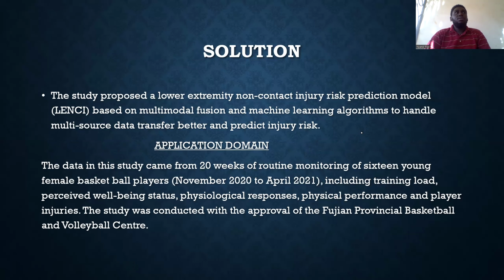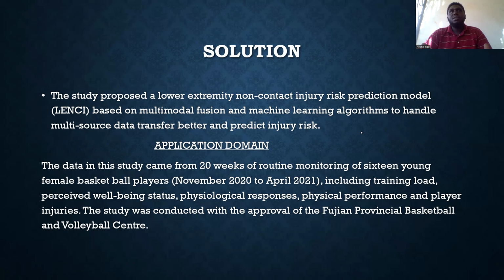So what solution did these people come up with? They came up with LENCI. What's this? The study proposed a lower extremity non-contact injury risk prediction model, which we're going to see through this lecture. It's based on multimodal fusion and machine learning algorithms, as already said, to handle multi-source data, to transfer data, and also to predict the injury risks.